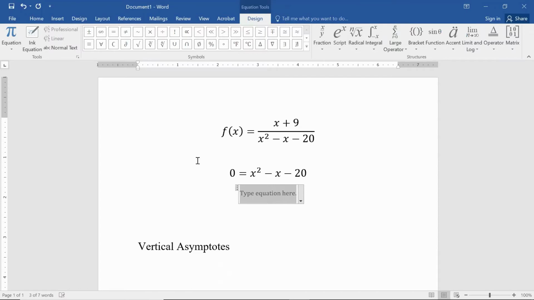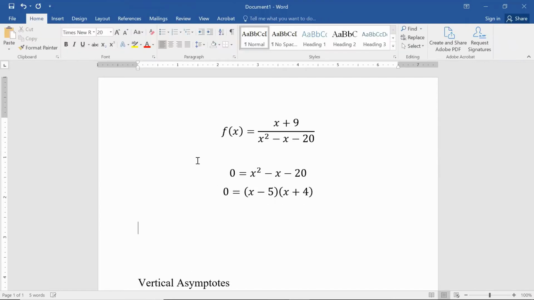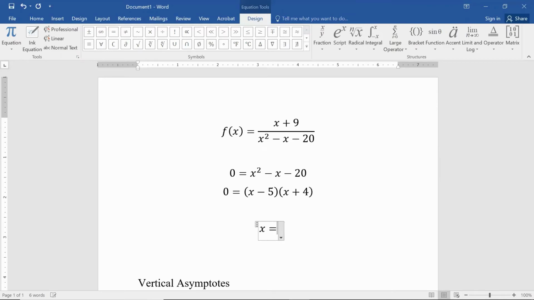Since we have a quadratic equation, I'm going to try to factor that, and I can factor that into x minus 5 times x plus 4, which means I get two solutions to this quadratic equation, one of which is x equals 5, and the other of which is x equals negative 4.